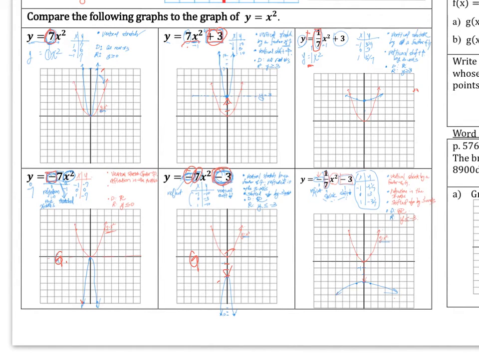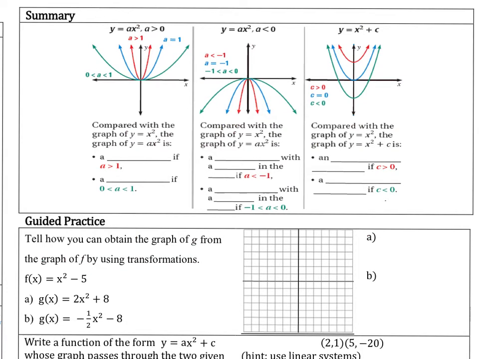Okay? And then if we add a +3 at the end of the parabolic function, it will shift the graph 3 units up, 1, 2, 3. And same thing for this one, -3, so shift downwards. Negative sign, reflection. 1/7, the graph becomes wider, or in other words, it's shrunk. So let's do a quick summary here. For the parabolic function y equals ax squared, compare with the parent function y equals x squared.